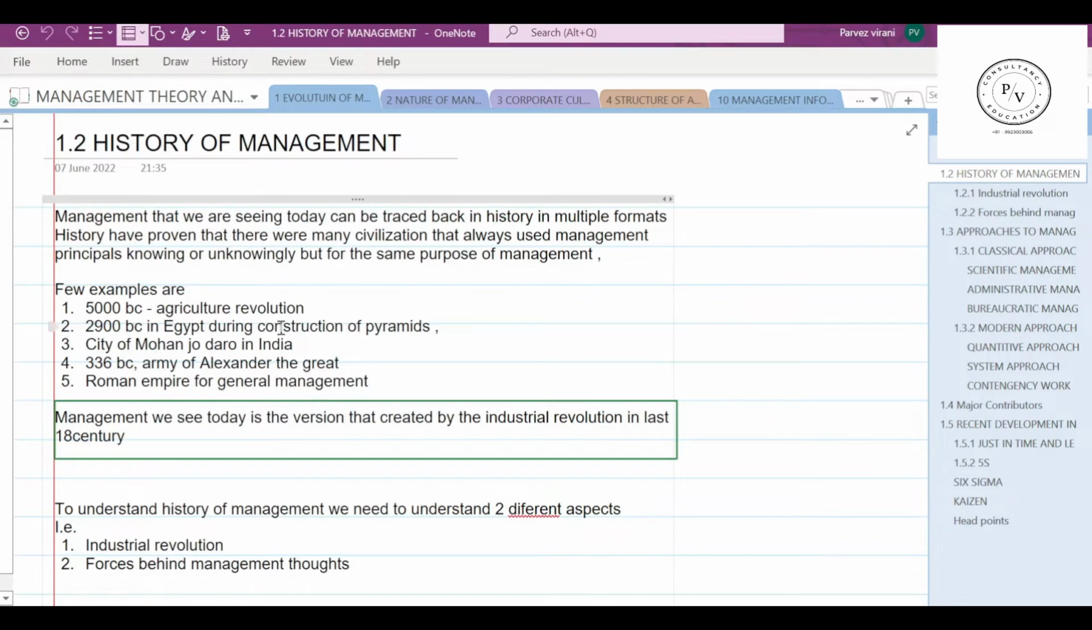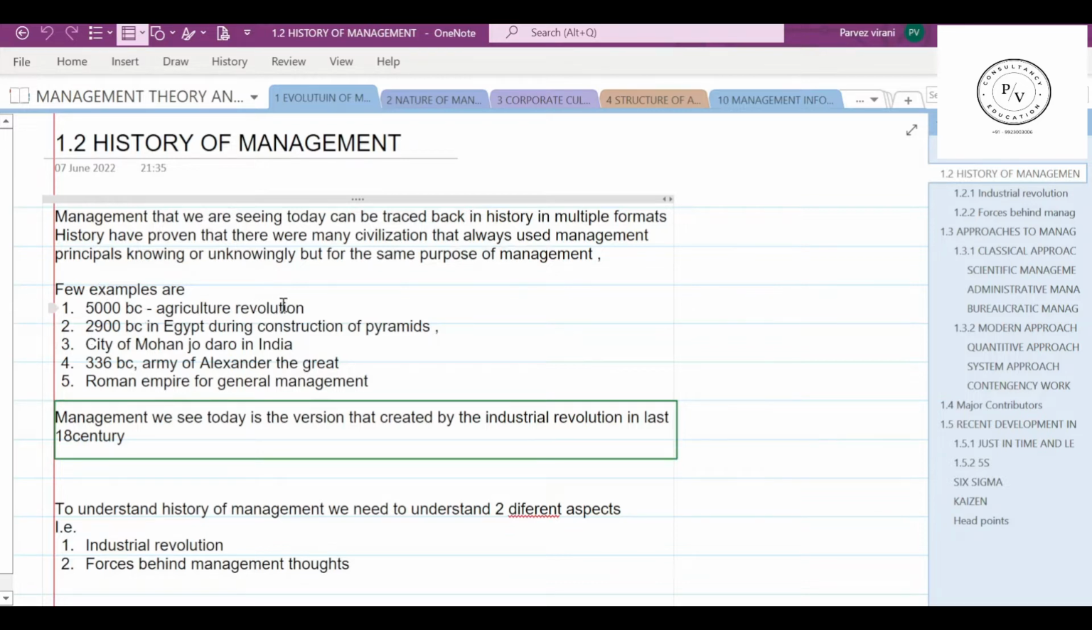1.2 is History of Management. When we say history of management, it means that the management we see today can be traced back in history in multiple formats. History has proven that many civilizations have used management principles, knowingly or unknowingly, with the same purpose of management. So all the principles of management were utilized by them.